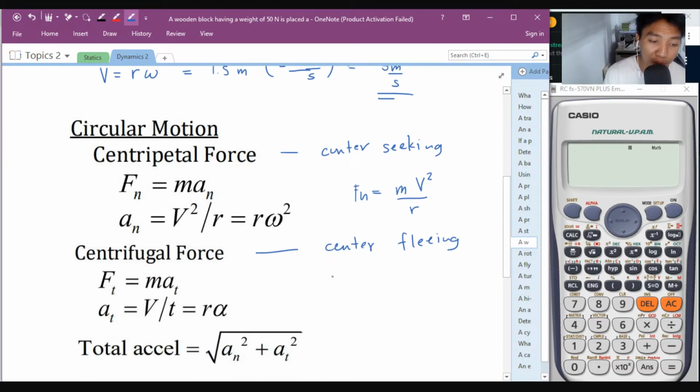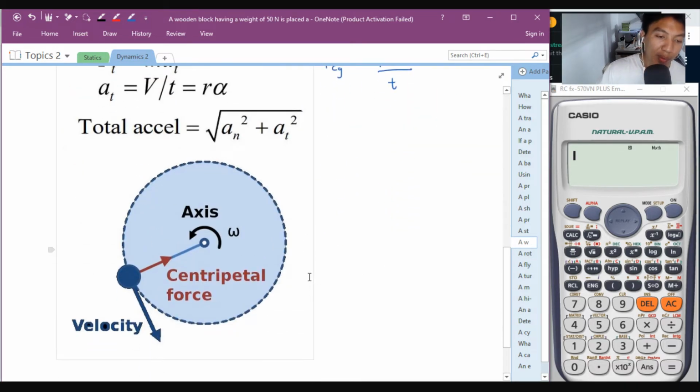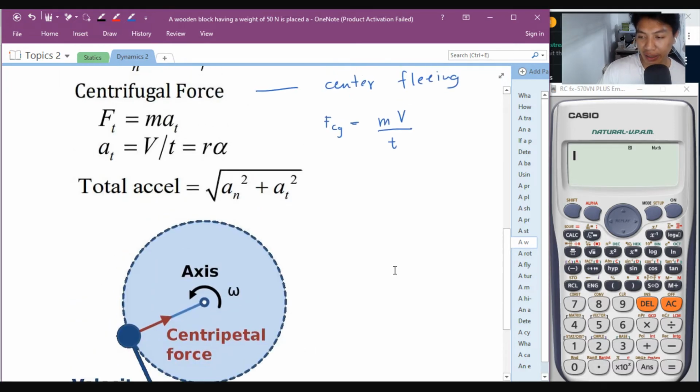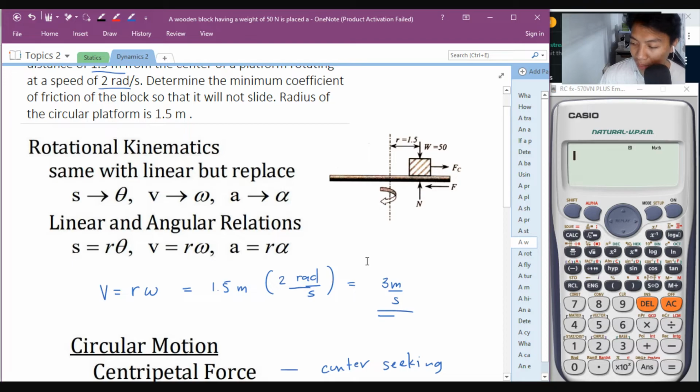How about centrifugal force? Centrifugal force is equal to M times velocity over time. For the total acceleration of the rotating body, you have to get the tangential acceleration and the normal acceleration. That's all there is to it. The velocity here is converted into linear. So, let us solve the problem.